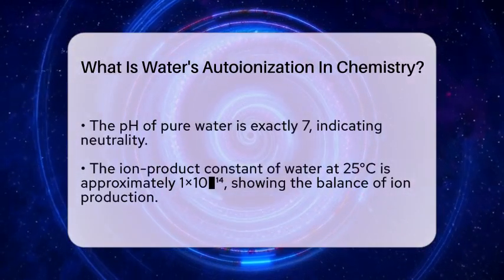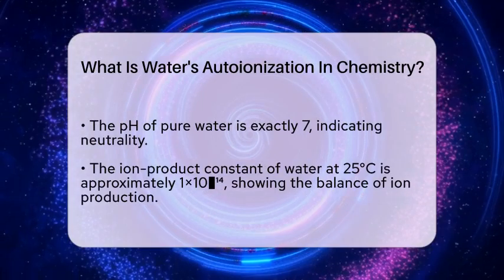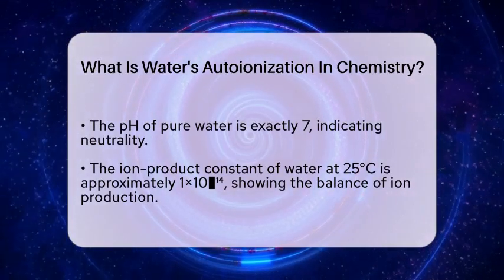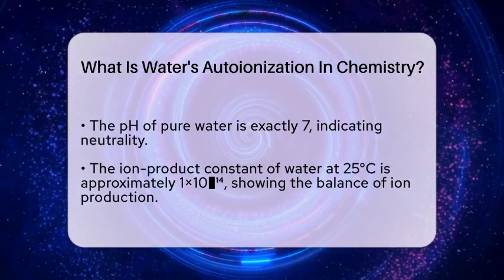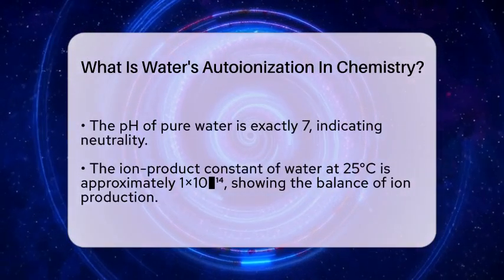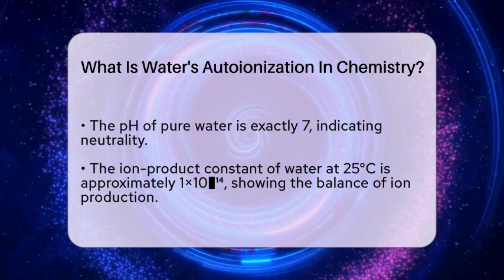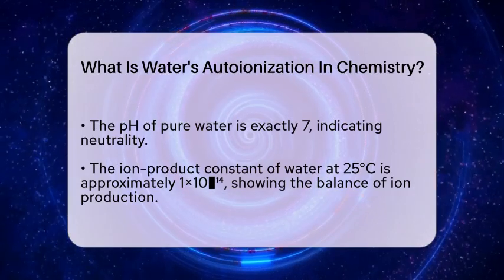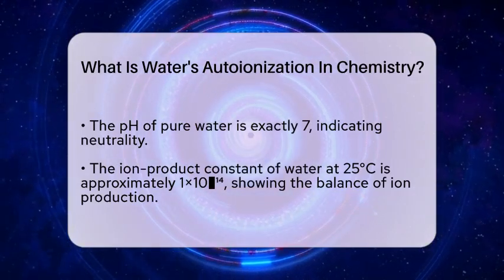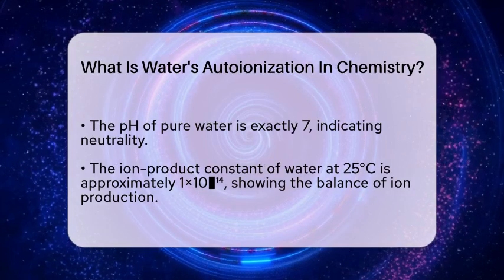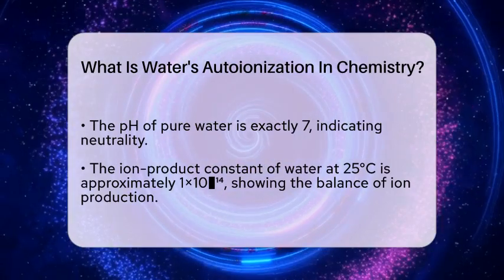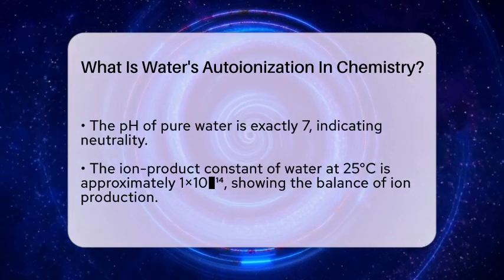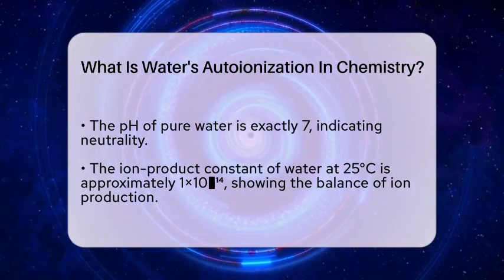higher numbers more basic. The balance between hydronium and hydroxide ions is described by a number called the ion product constant of water. At 25 degrees Celsius, this constant is about 1 × 10⁻¹⁴. It tells us how much water naturally produces these ions. This constant helps scientists understand and predict how acids and bases will behave in water.